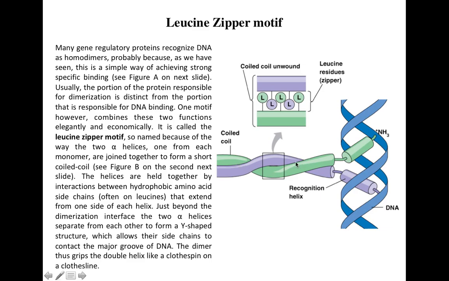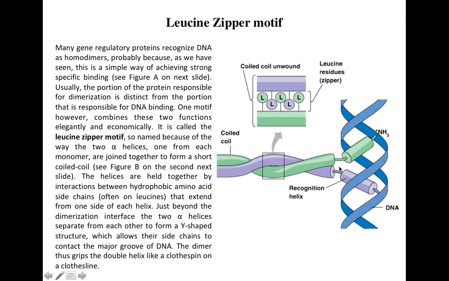The region, or the helices of the motif, which wrap around each other are generally joined together to form a coil-like structure, and these two helices are held together by the interaction between the hydrophobic amino acid side chains, which are located here. Most of the time it's the leucine residues which interact with each other. Because of this hydrophobic nature, they are called leucine zipper motifs.